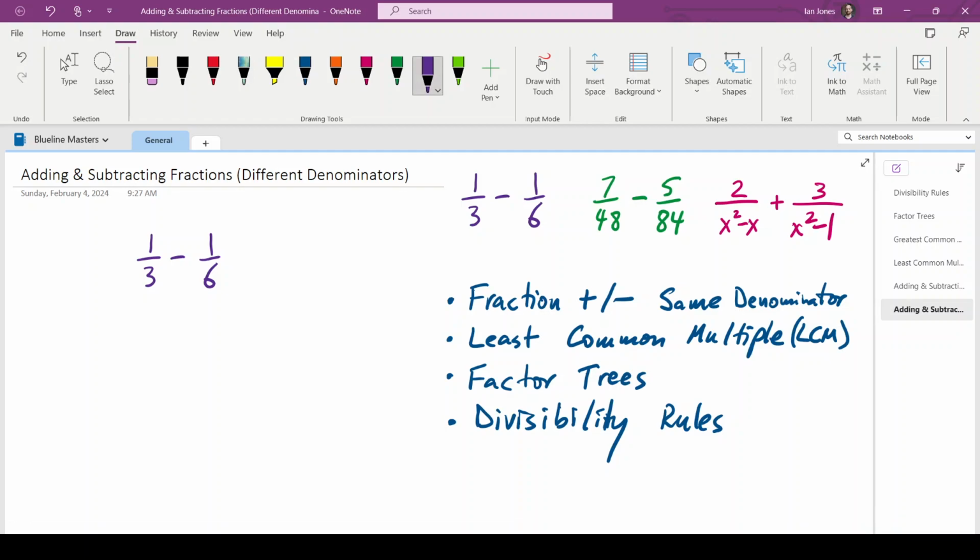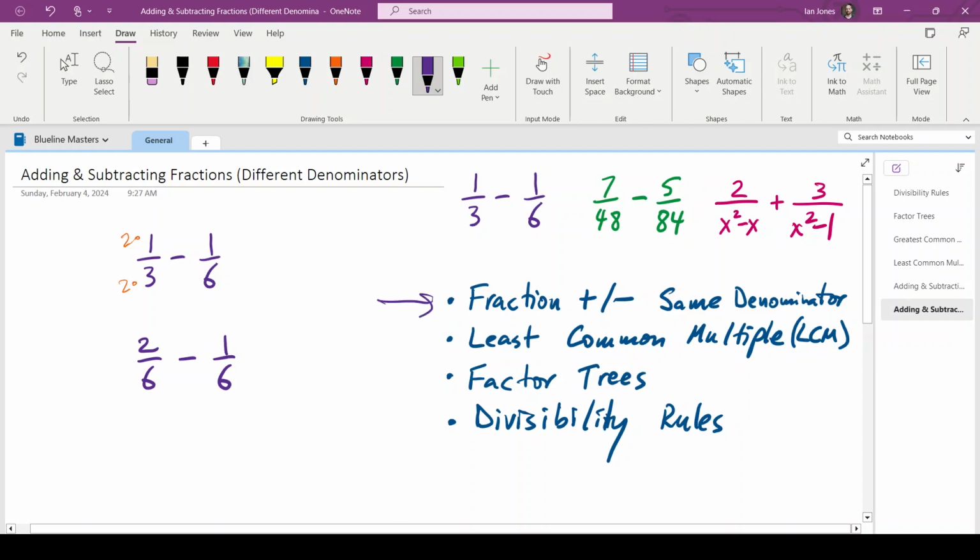So I'm going to start off with 1/3 minus 1/6. Now what I have to do is figure out how I can get an equivalent fraction for this 1/3 so that both have the exact same denominator. And in this case, if you know equivalent fractions, you know that you can multiply the numerator and denominator both by 2. And that if you do that, you'll get 2/6 minus 1/6.